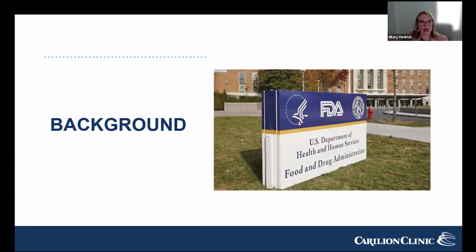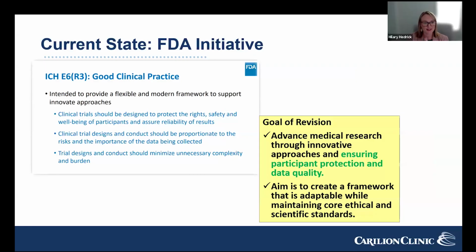When we have background information, it's like looking at the menu first. So we need to know the background and what the initiatives are for the FDA right now. Next slide. One initiative that everyone should hopefully be aware of at this point was officially approved and adopted on January 6th of this year. It's the ICH E6 Revision 3, and it deals with good clinical practice.